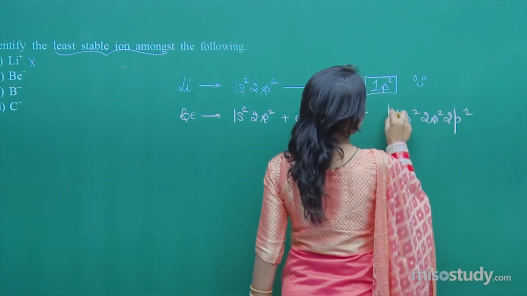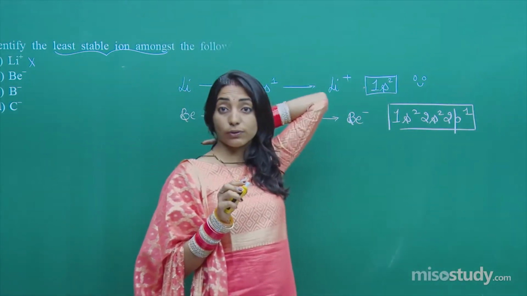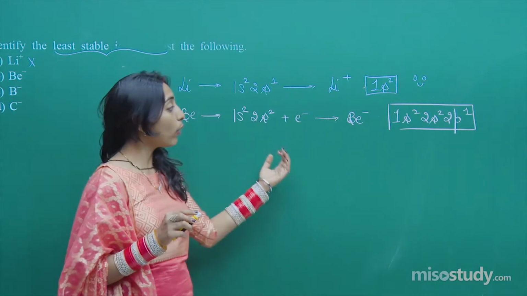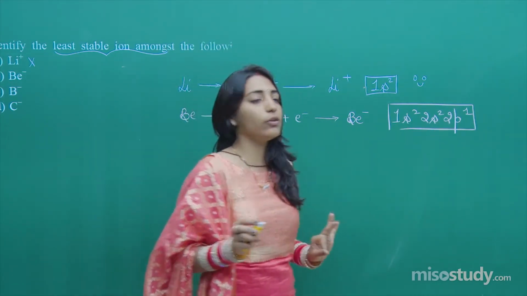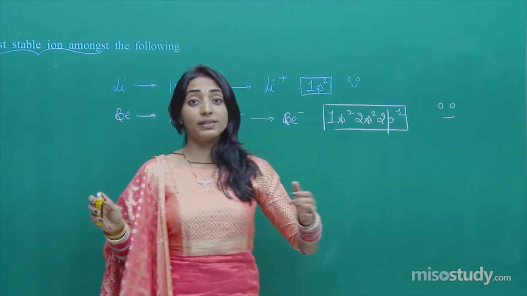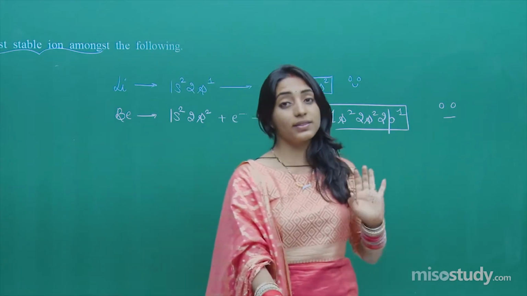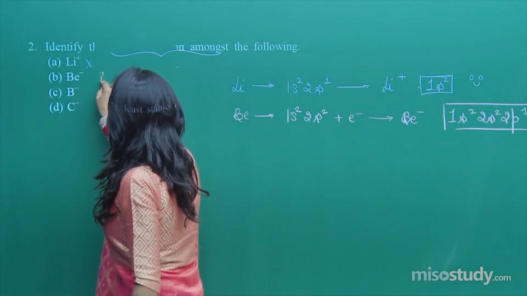This I will say is not very much stable, because from a stable configuration which was a fully filled s orbital, now it is coming to a singly occupied p orbital. So it's not very good. Let me just make a blank smiley. I don't know whether this is the least one or not, but this is not stable at least, right? Then this is a question mark, I'm not sure.